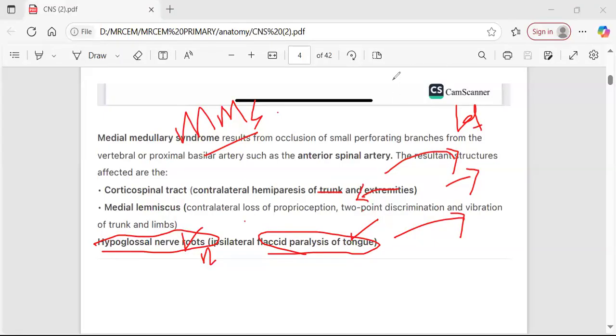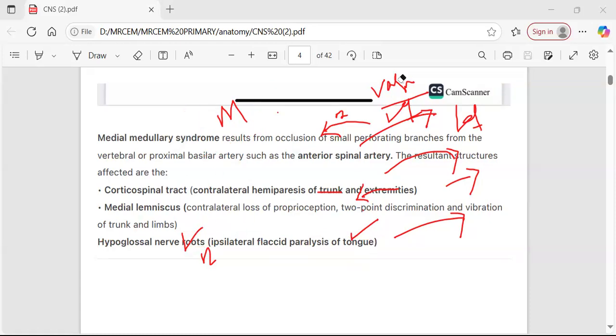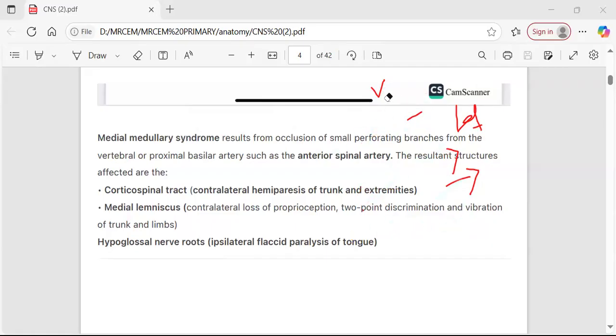Most important. For the vagus nerve, we will also discuss in the cranial nerves that it controls the uvula movements. If there is an issue with the left vagus, the uvula will move toward the right side. If there is a right vagus nerve issue, the uvula will deviate to the left side. That's very important to remember.